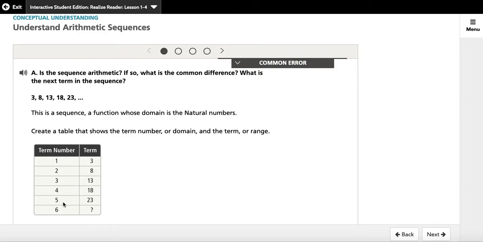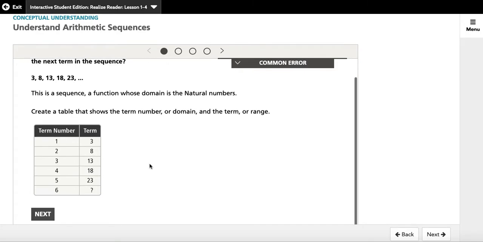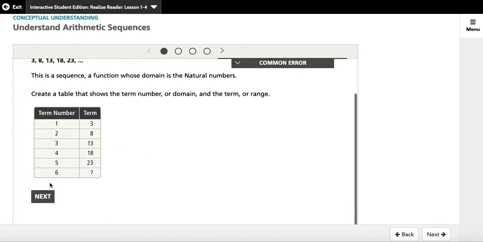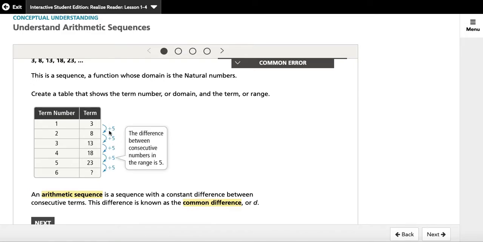So those term numbers are natural numbers. It just always starts off with 1, 2, 3, 4, 5, and up. The terms are those numbers there, 3, 8, 13, 18, 23. And the next thing we look for is, is it going up by the same amount or going down by the same amount every time? And it is. It's going up by 5. 5 plus 5 plus 5 plus 5.